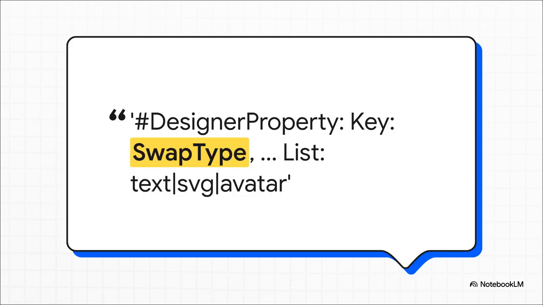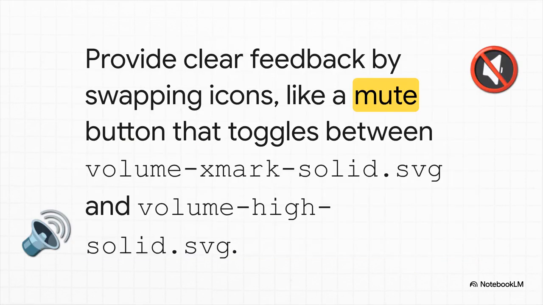And the best part? Check this out. It's a designer property. That means you can set this up directly in the B4X Visual Designer with a simple drop-down menu. You don't even have to write a line of code for the basic setup. It just works. So, let's say you're building a mute button. Easy. You can have it swap between two different SVG icons. You just set the off state to your muted icon and the on state to the volume icon, just like in the demo. The user gets that clear, instant visual feedback.